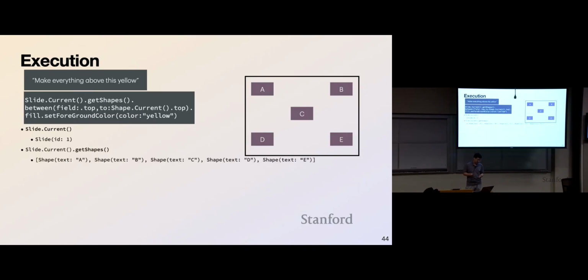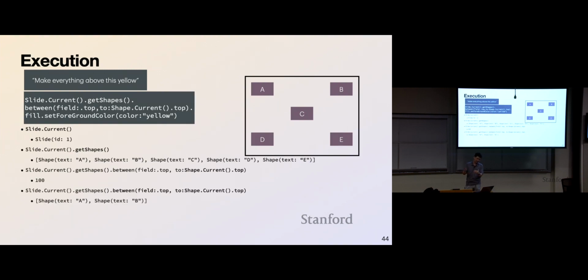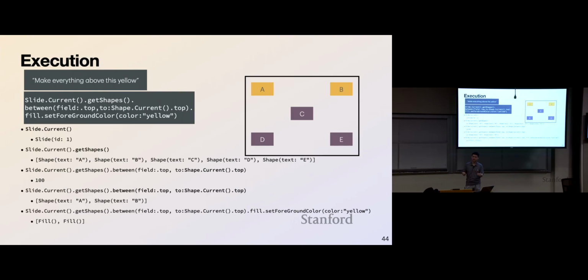And the next step is we iteratively parse. We first find out what all the shapes are. We then find out what is the point that I've been clicking, and then I filter out all the shapes that are above this, and then I make all of the shapes above this yellow, which is a typical interpreter.